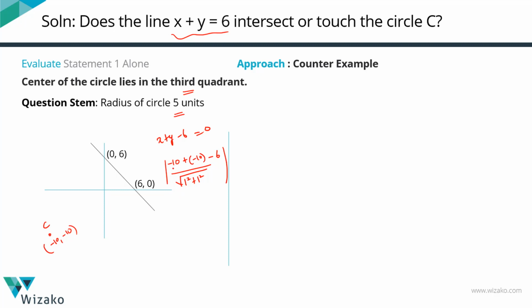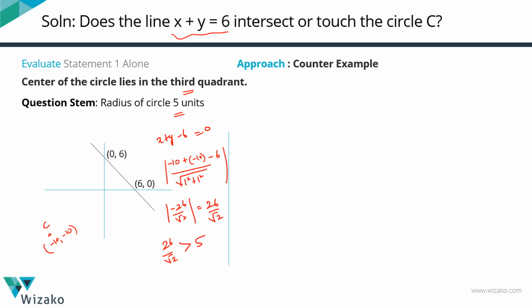So this value works out to the modulus of minus 26 divided by root 2, which is equal to 26 upon root 2. 26 by 2 is 13. Root 2 is definitely a number less than 2, which means that this value is greater than 13. Our important question is, is 26 by root 2 greater than 5? Yes, it's certainly greater than 5.